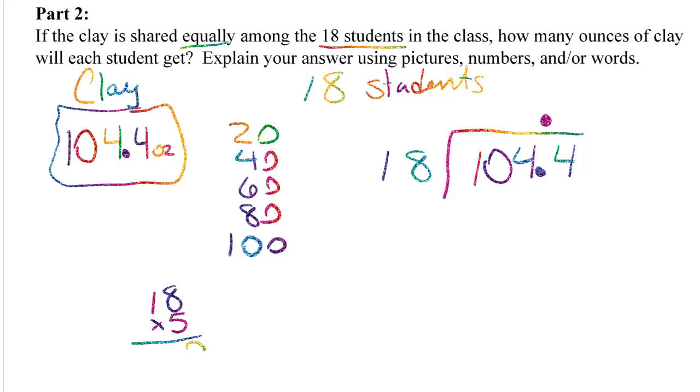5 times 8 is 40. And I'm going to carry my 4, and that's 5, plus 4 more is 9. 90. Is 90 close to 104, Mr. Schmidt? It's very close. So I'm going to put a 5 up there. 5 times 18. And I had to do the actual work to find out how much the actual number was, and it was 90. I'm going to subtract, bring down my 4, and then 10 minus 9 is 1.